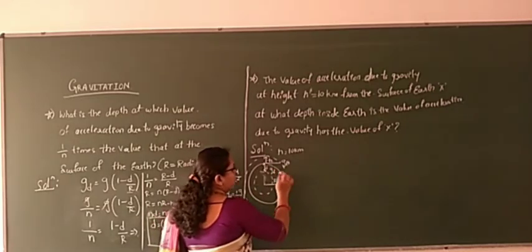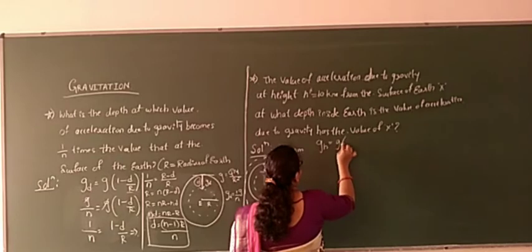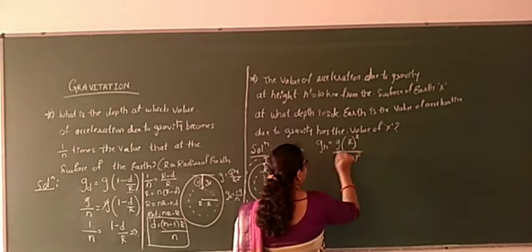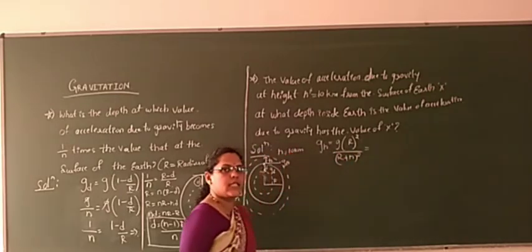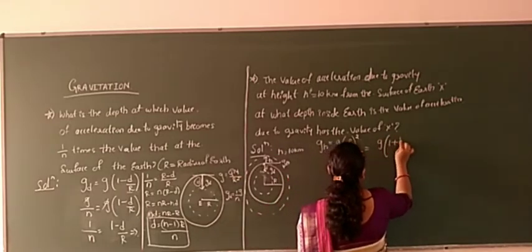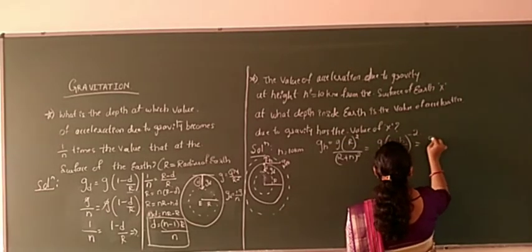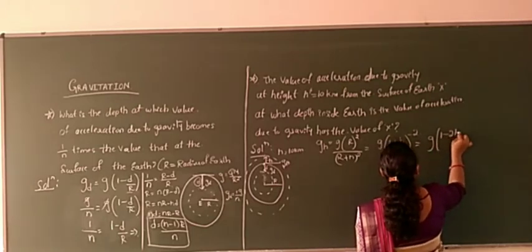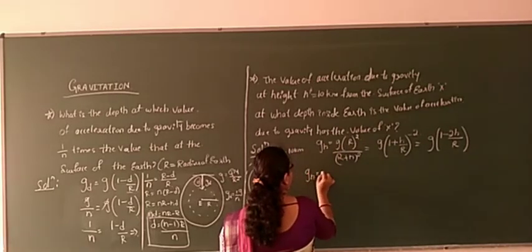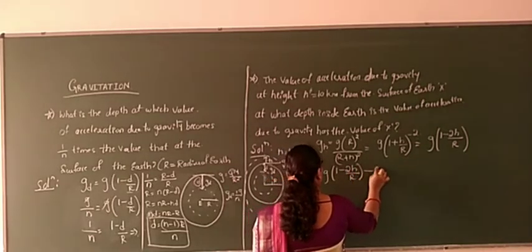So we have the acceleration due to gravity at a certain height, that is equal to g of r square divided by r plus h whole square. We can also write it as g of 1 plus h by r whole raised to minus 2. We can frame that as g of 1 minus 2h by r, the acceleration due to gravity at a certain height. Let me call this equation 1.